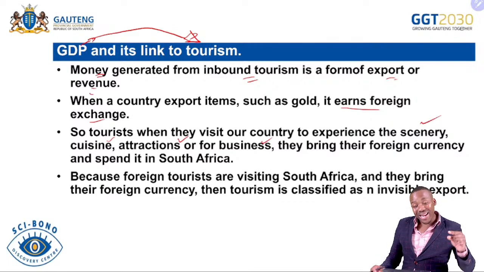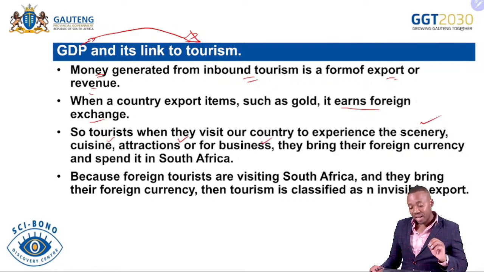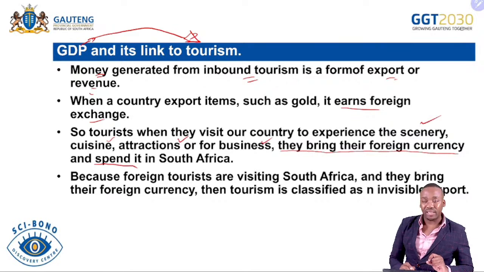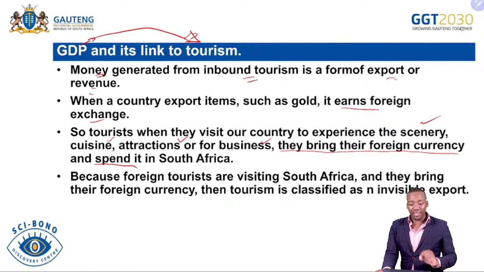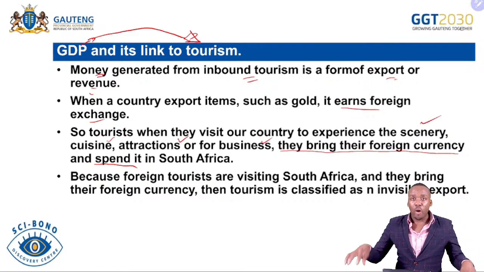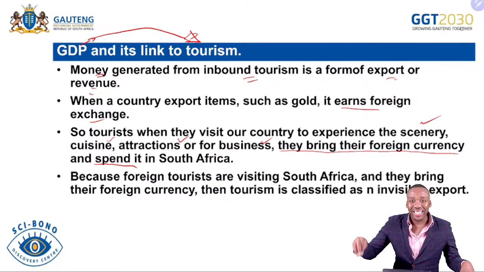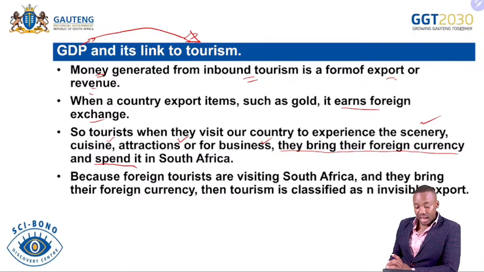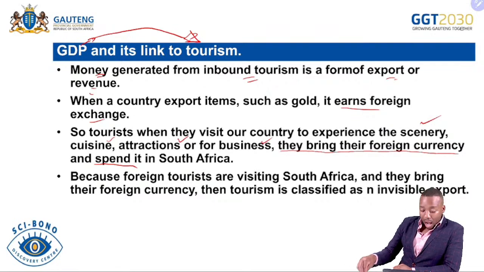So we are saying when they enter, this is how now their money becomes what? An export for us. They bring their foreign currency, right? But above all, this is what happens. They spend it, right? And because we are saying that when they enter here, we want them to spend their monies. This is how now tourism links to the country's GDP. The more tourists are spending their foreign currency, this is the more our economy will be growing.